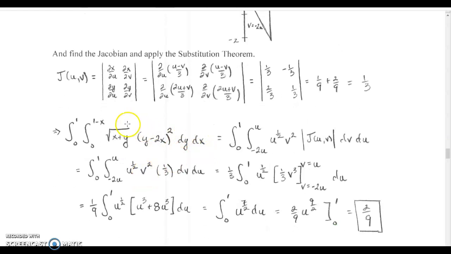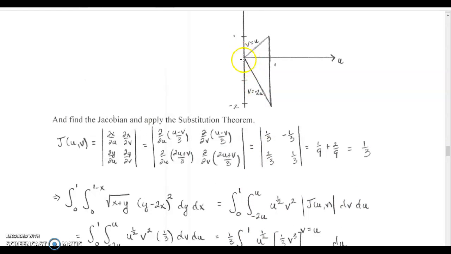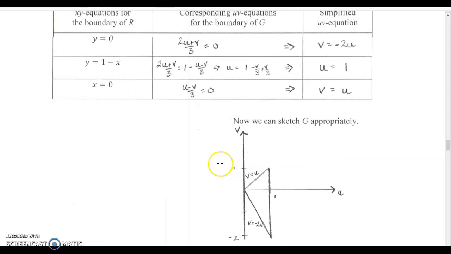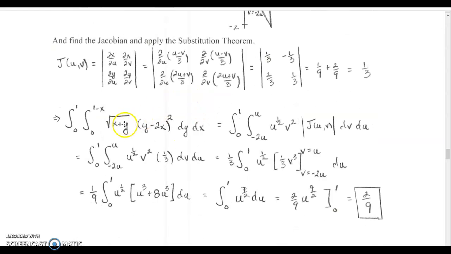So this integral, which I started off with and which we actually could not evaluate, is transformed into an integral which we can evaluate. u is going from 0 to 1, and v is going from minus 2u to u. When I look at this, as u goes from 0 to 1, v goes from the function minus 2u to the function u. So those are my limits of integration. And then remember, we let u equal x plus y, so that's u to the 1/2, and we let v equal y minus 2x, so that's v squared, times the absolute value of the Jacobian, which is a third.